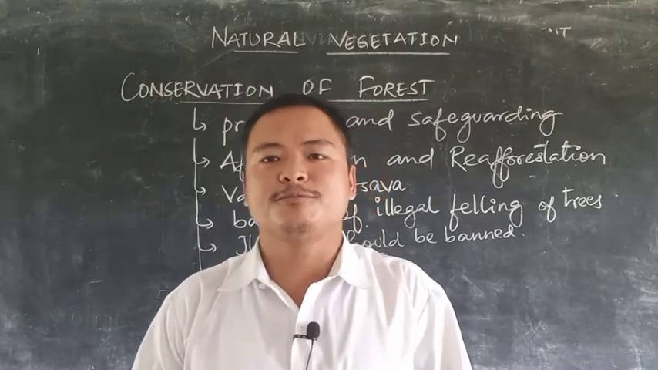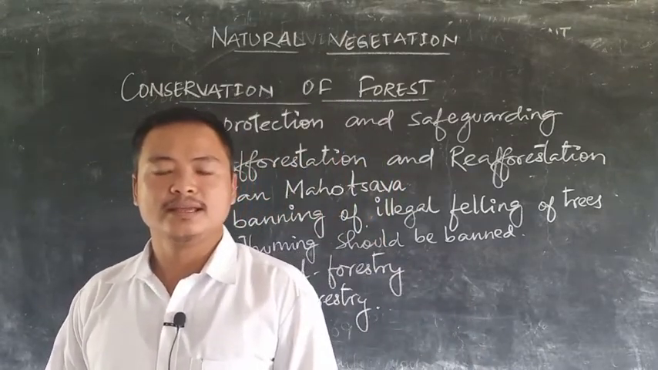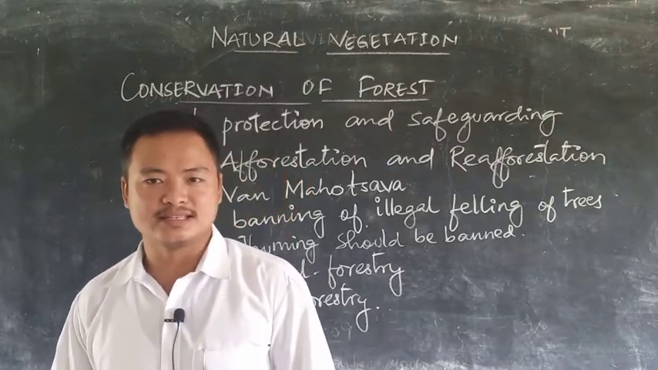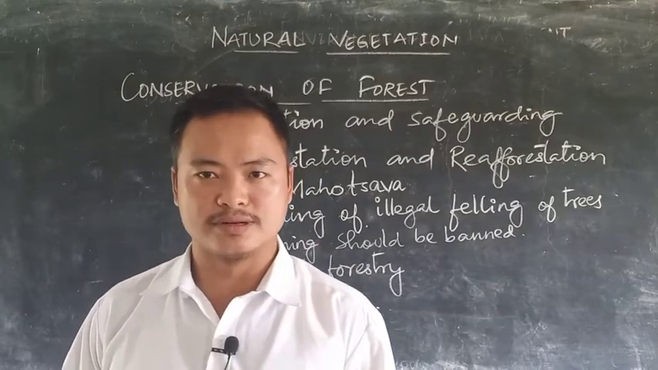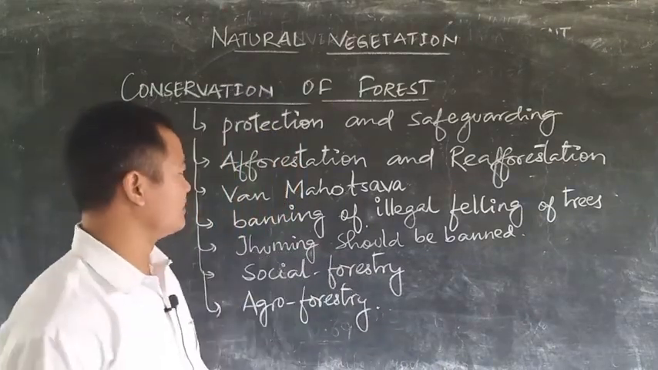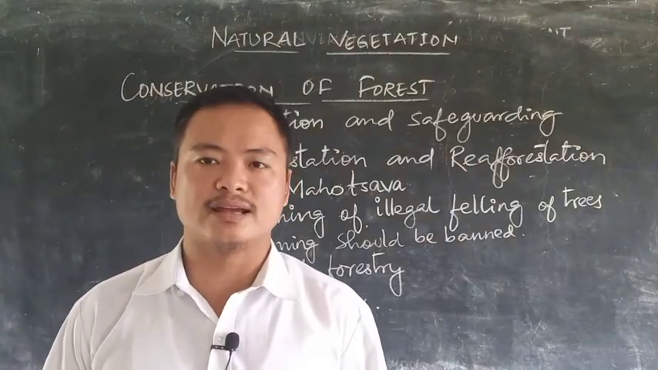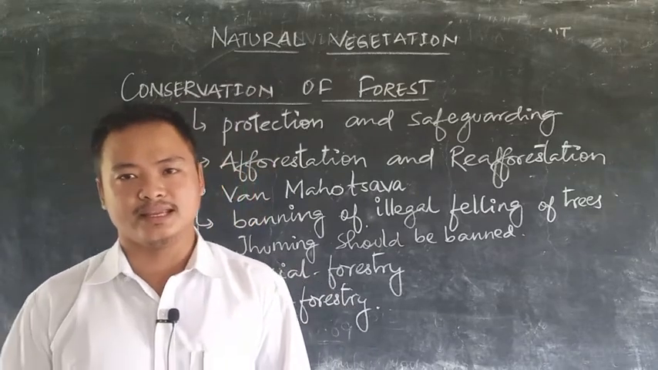The Van Mahotsav program started in 1950 under the government of India, in which during the months of July and August, that is especially the rainy season, most of the plantation of trees is carried out throughout the country. Hence, it is known as Van Mahotsav. This has given rise to a considerable increase in the amount of forest cover in India.